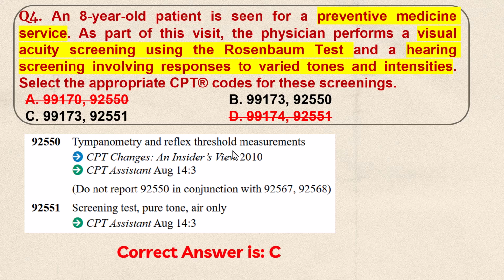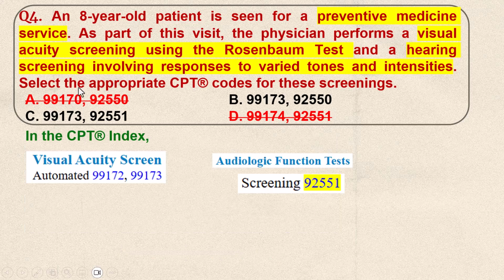So if you encounter this case in a real working scenario, you have to deal with the CPT index. When you go to the CPT index, first go to the visual acuity screen. Then you can go to the subcategory of automated. It will lead you to the code 99172 and 73. Again, go back to the tabular list and confirm the answer.